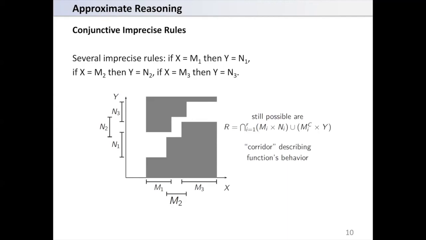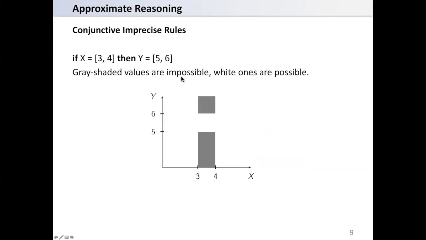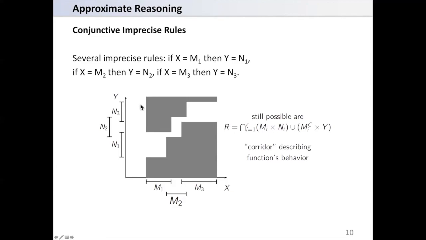If we have several conjunctive imprecise rules. If x is m1, then y is n1. If x is m2, then y is n2. If x is m3, then y is n3. Then for each rule, we find such a region, and after that, we find the intersection. This is the corridor describing the function's behavior.